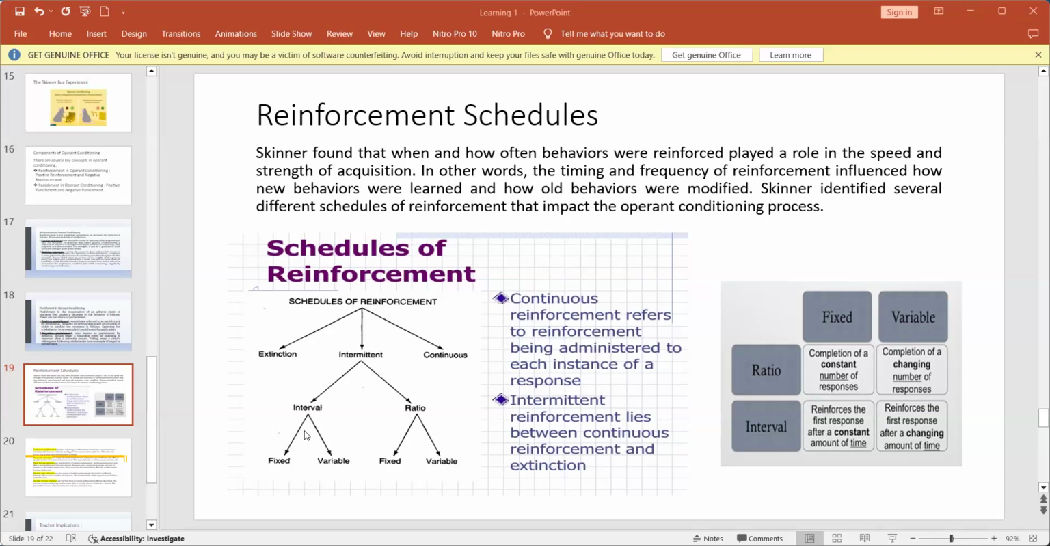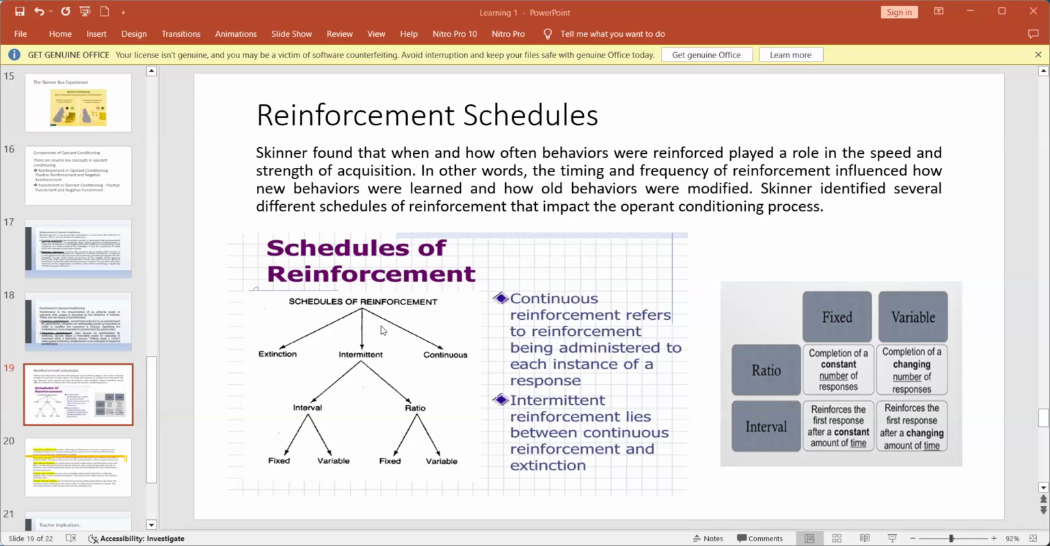What are they? They are divided into interval and ratio, and further divided into fixed and variable. So the four types of intermittent reinforcement are the fixed interval intermittent reinforcement schedule, the variable interval intermittent reinforcement schedule, the fixed ratio intermittent reinforcement schedule, and the variable ratio intermittent reinforcement schedule. So these are the four types.